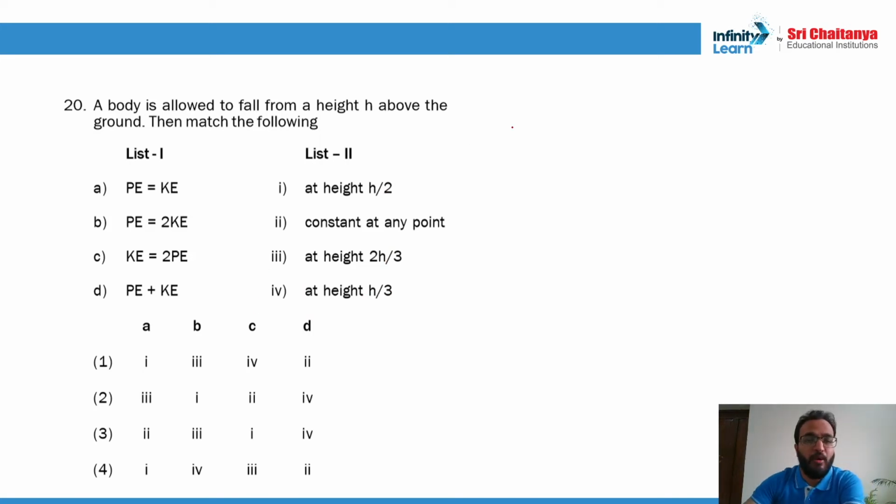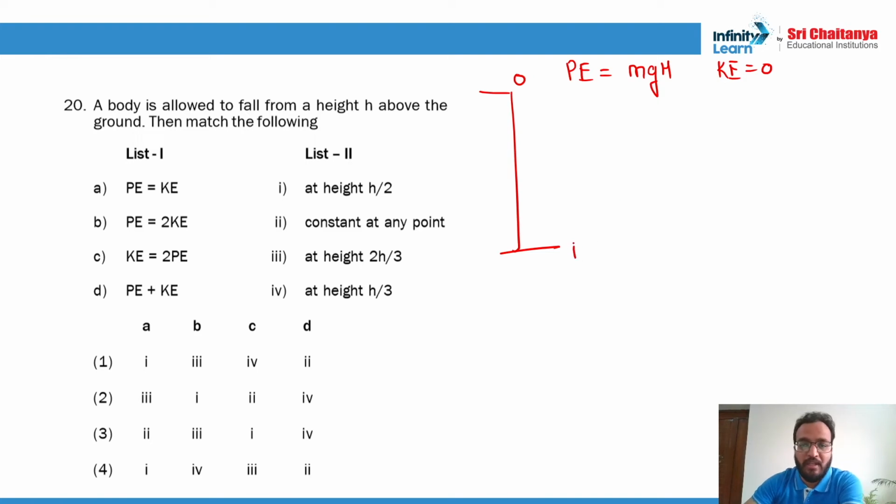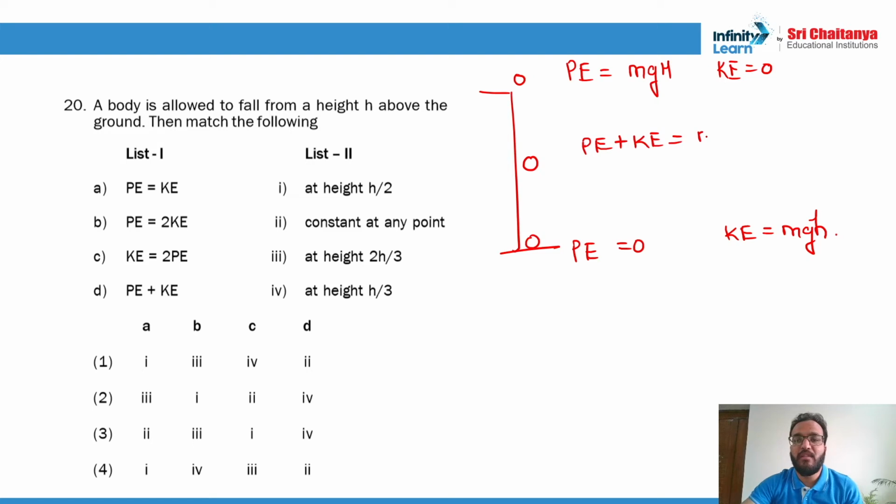Now this is a very wonderful question. Here they are saying a body is allowed to fall from a height h. Okay, finally here it has total potential energy mgh and kinetic energy is 0. Here it has potential energy 0 and complete kinetic energy mgh. Okay, what is the total energy all the time? So you will say at any point potential energy plus kinetic energy will be mgh, total energy, right? So these things are for sure. So potential energy plus kinetic energy is constant all the time. So D is the second option.